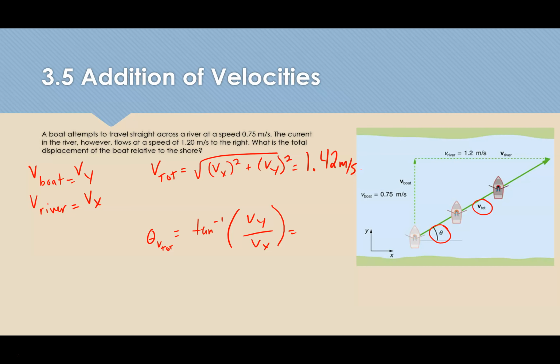So I got my final velocity to be 1.42 meters per second, and then I need to figure out what my inverse tangent is of vy over vx, and vy is 0.75 divided by 1.2. I got 32.00 degrees. And this looks like that theta is positive, so it's above the x-axis, so it's a positive value. And this is 1.42 meters per second. Okay, hopefully you feel pretty comfortable being able to do that one. That one was a pretty simple example.